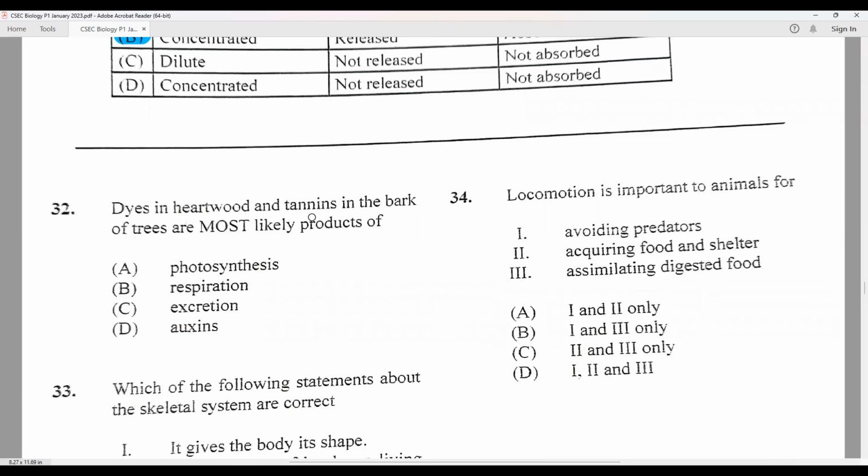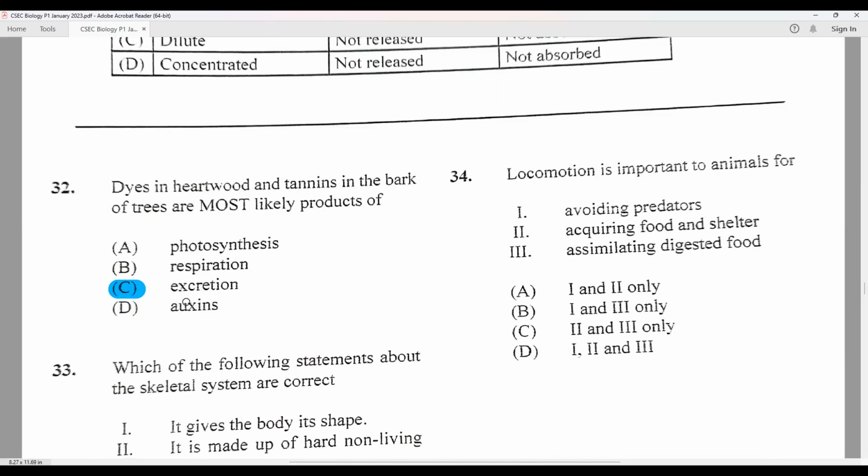Dyes in heartwood and tannins in the barks of trees are most likely products of excretion. Auxins is a hormone.